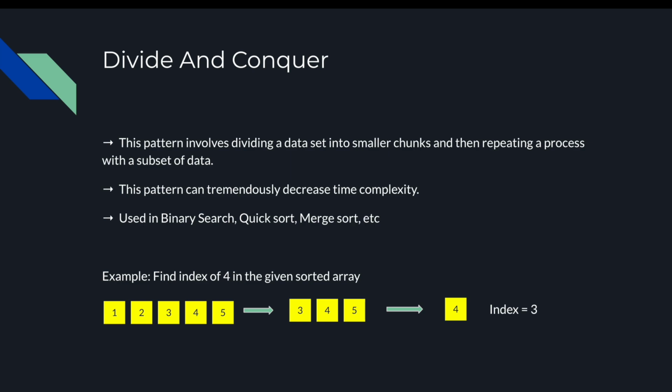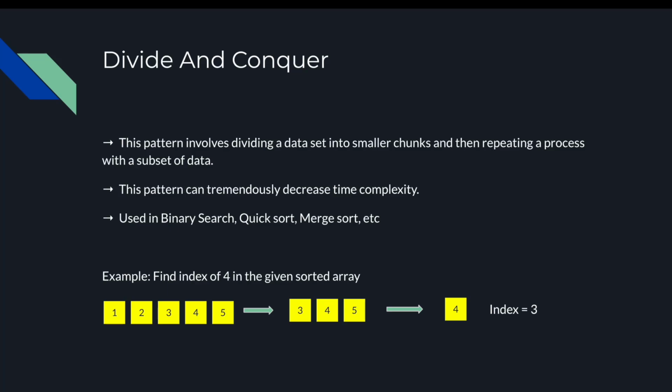As its name suggests, we need to divide our data into smaller chunks or subsets. And then we need to apply our logic on that subset to get the desired output. This pattern can tremendously decrease time complexity because we are going to apply our operations on a small set, not on the complete data set. Later on in the series, when we will talk about some searching and sorting algorithms, we will use this pattern in binary search, quicksort, merge sort, and a lot of other algorithms.